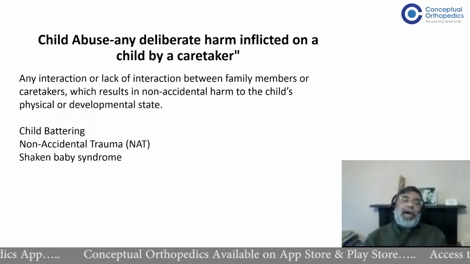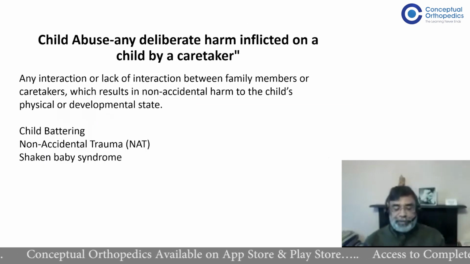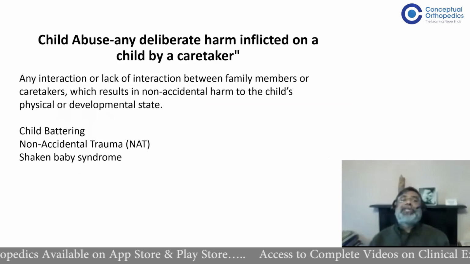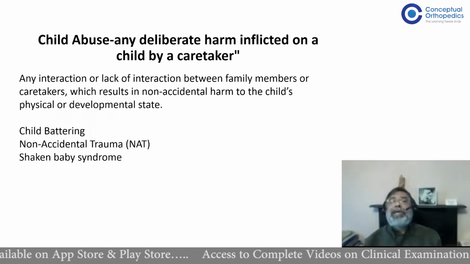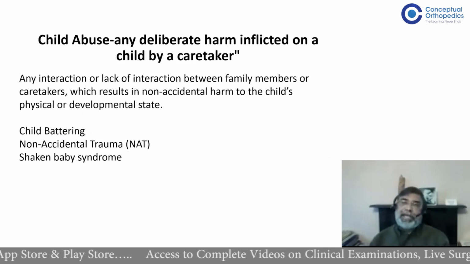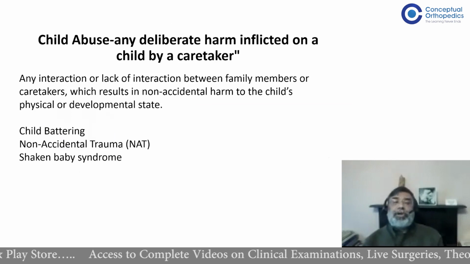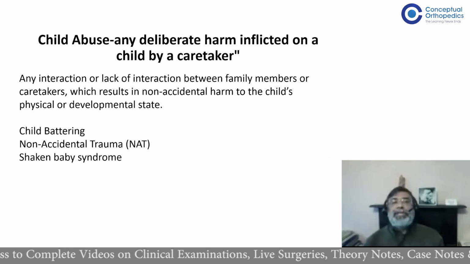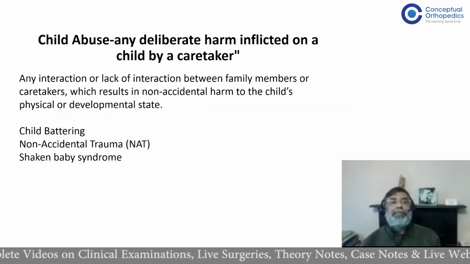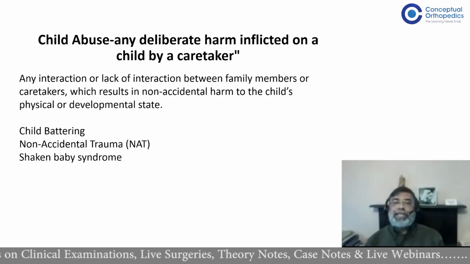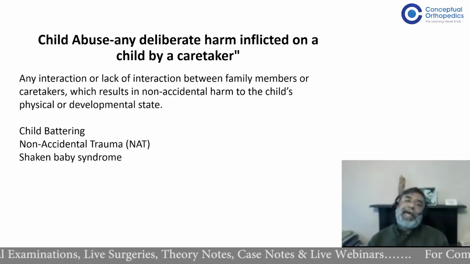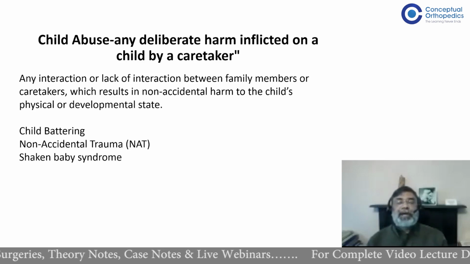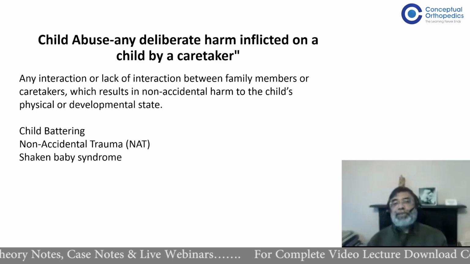So non-accidental injury actually is a part of a broader umbrella term called child abuse. And child abuse in simplistic terms means any deliberate harm inflicted on a child by any caretaker. So any interaction or even lack of interaction. So now negligence is also part of child abuse. So any interaction or lack of interaction between a family member or caretaker which results in non-accidental harm to the child's physical, and now we add developmental state also, which is part of the emotional states, become a part of child abuse, which is a much broader term.